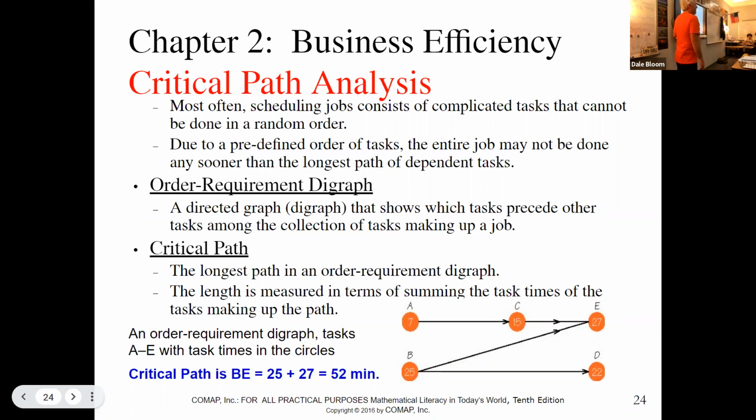All right, questions on that? All right, now I'm going to go to your handout, the notes that we did.